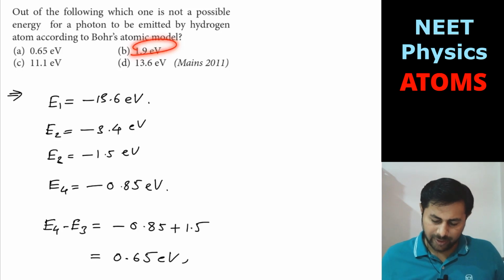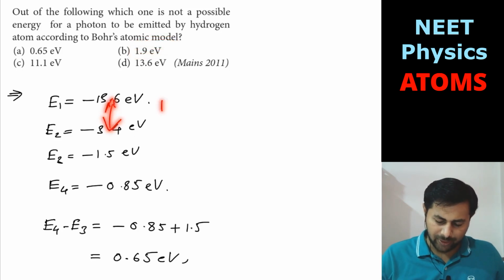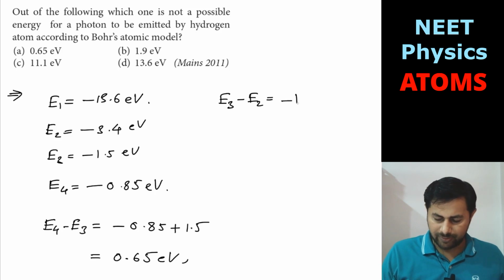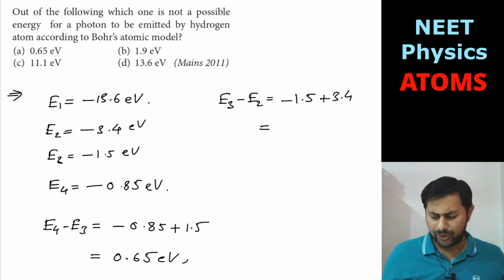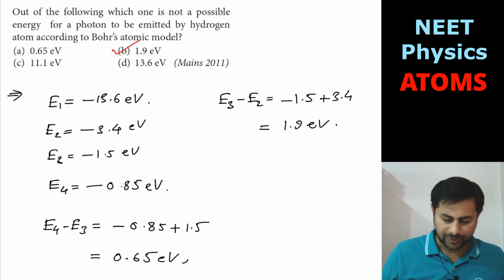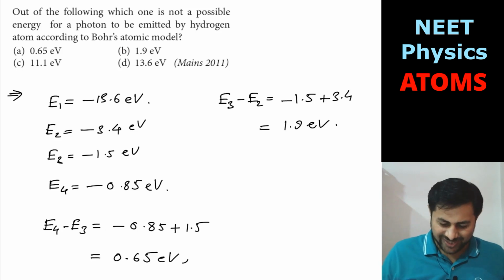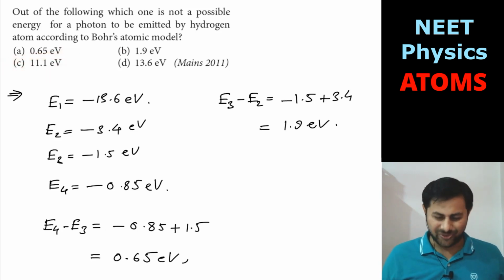1.9, is it possible? You can check the difference between these two is 10.2. The difference between these two is indeed 1.9. So E3 minus E2 is equal to 1.9, right? Because this is minus 1.5 and minus minus plus 3.4. So 3.4 minus 1.5 is 1.9. Sorry, this is also possible. So what is left? 11.1 electron volt is left. That's why this would be the answer, right?